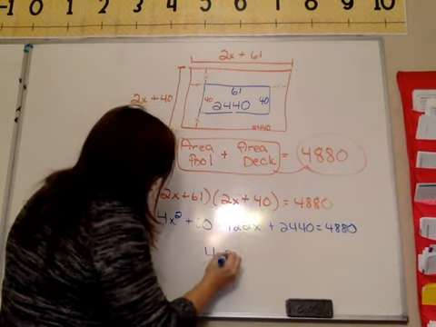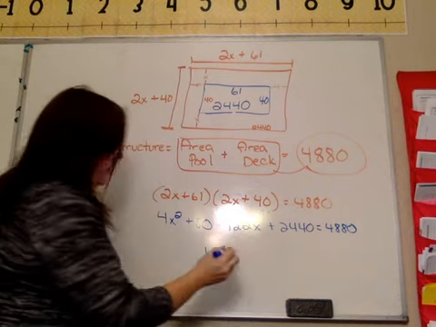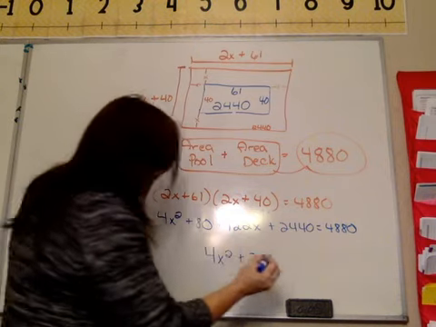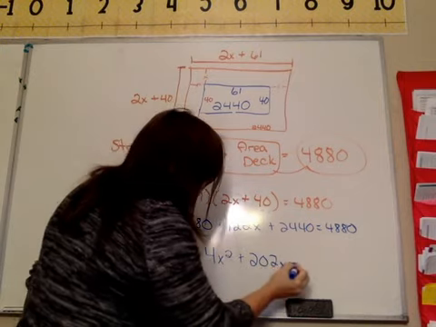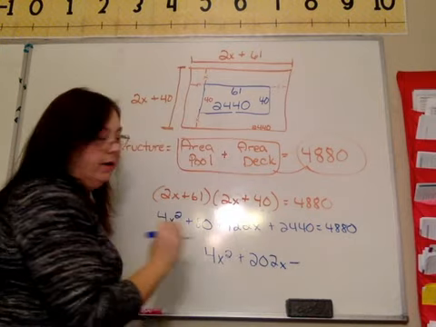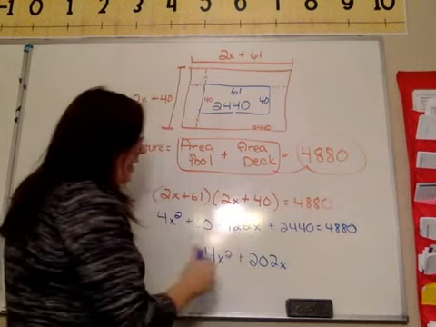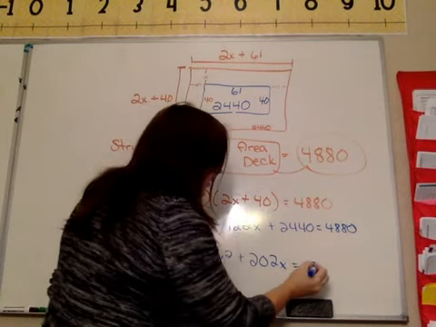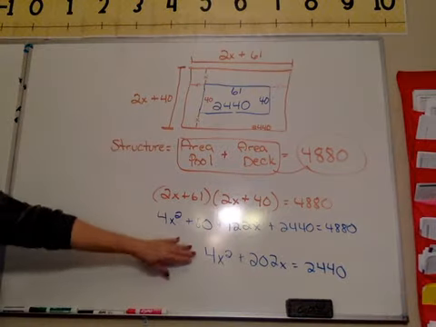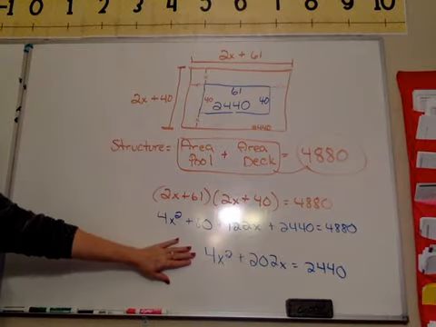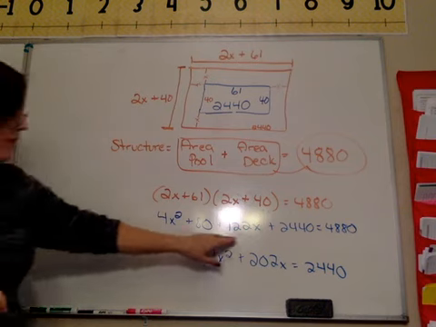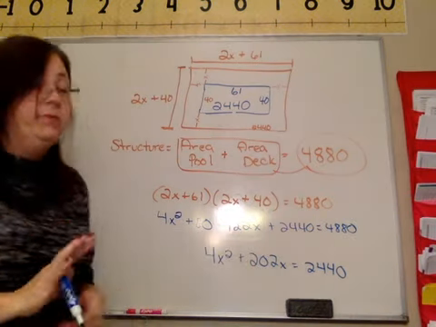4x squared plus 202x minus, well, I take that back. You're going to get that equals 2,440. That's what you're going to get. I'll give you a second to digest that for just a minute. I just added my terms together. We're not done with this problem yet, believe it or not.